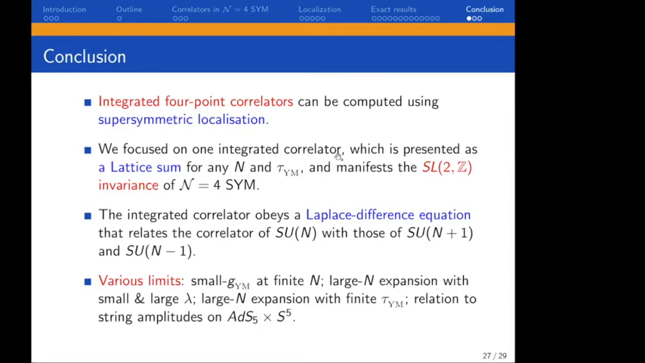The expression due to this 2-dimensional lattice sum makes manifest the SL(2,Z) invariance of this theory, N=4 supersymmetric Yang-Mills. And this particular integrated correlator obeys a Laplace difference equation that relates the correlator of the SU(N) theory with those of SU(N+1) and SU(N-1). Particularly, once the correlator of SU(2) is given, one can determine the correlator for arbitrary N. And then I studied various limits of this correlator.